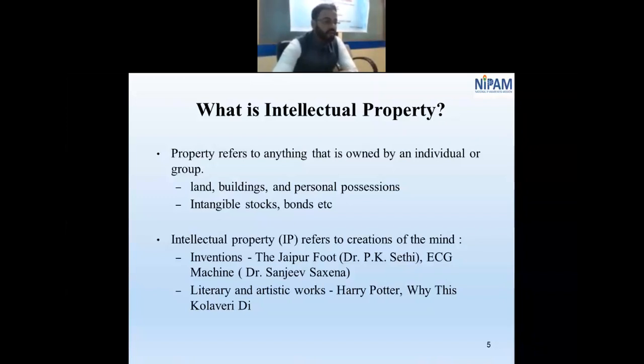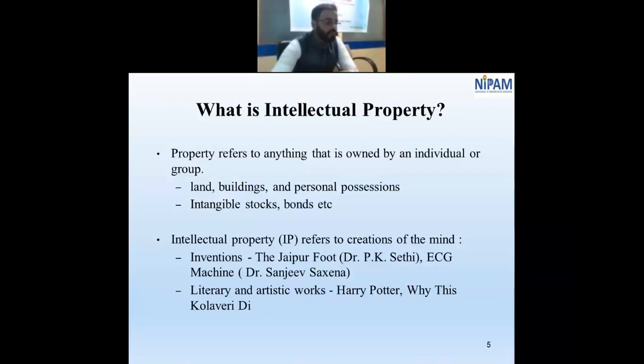Intellectual property differs from physical property in that it refers to creation of the mind. For example, a prosthetic leg which was developed by Dr. P.K. Sethi is intellectual property of Dr. P.K. Sethi. He built this particular invention. He worked day in day out. It was his intellectual creation which came up in the form of the Jaipur foot, commonly known as a prosthetic leg, or it may be an ECG machine developed by Dr. Sanjeev Saxena. All these are intellectual property of a particular individual. It is the work of intellect of that particular individual.